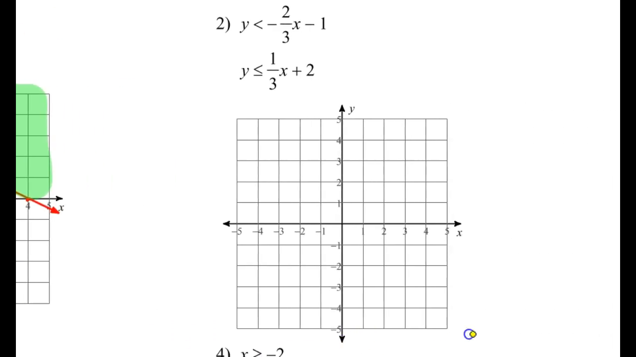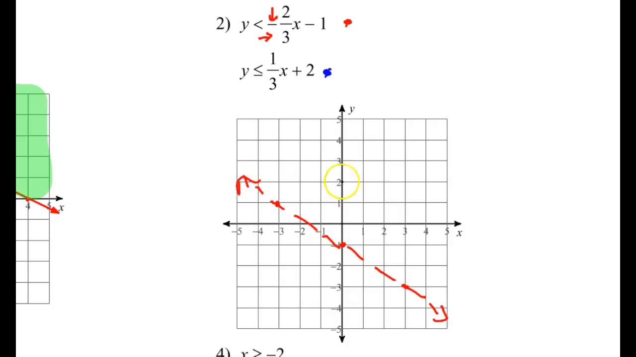Okay, let's look at number 2. So again, we're going to start at -1. I'm going to go down 2, right 3, down 2 and right 3. You can also reverse it. Is it going to be solid or dashed? That one's going to be dashed. Now I'll do the second one. I'll save the shading for the end. Do all the shading together.